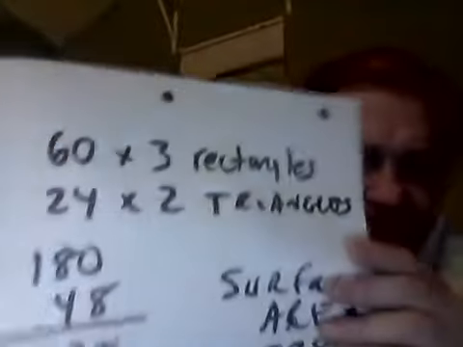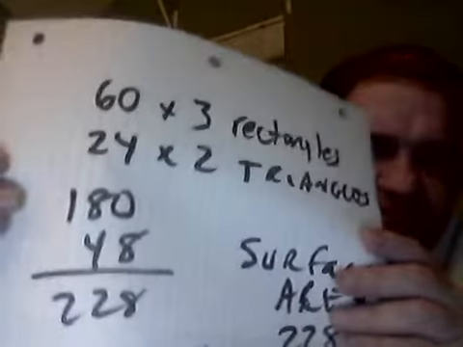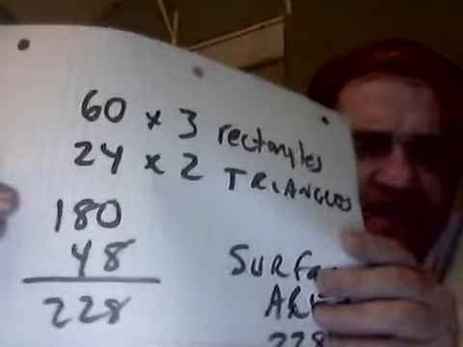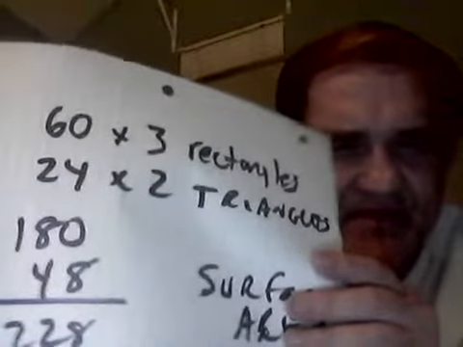You've got 60 times 3 is 180. That's the rectangles. 24. Oh, I did that wrong, didn't I? I am noticing a mistake I made. Let me correct myself while I'm with you, okay? That's not 24 times 2. It is 12 times 2. Amen. I got it right. 24 is the answer there, and that's 204. Boy, I'm glad I caught that before I made a total fool of myself.